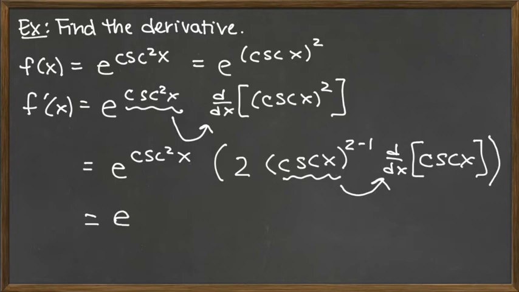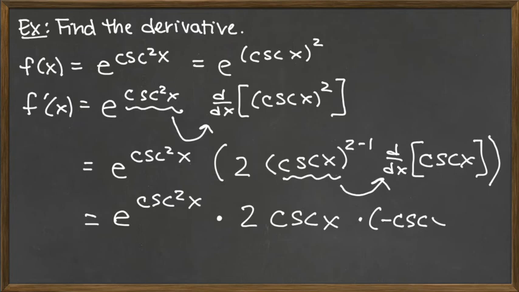So we'll keep writing. We've got e to the cosecant squared x. And then we've got times 2 cosecant of x. And then the derivative of cosecant of x is negative cosecant of x cotangent of x. And so at this point, we've gotten rid of all of our d dx's, we've completed our derivative, but we could certainly make this look a little bit easier.